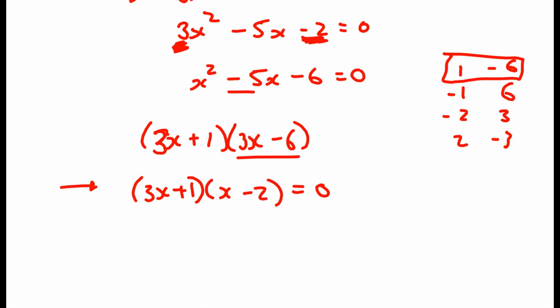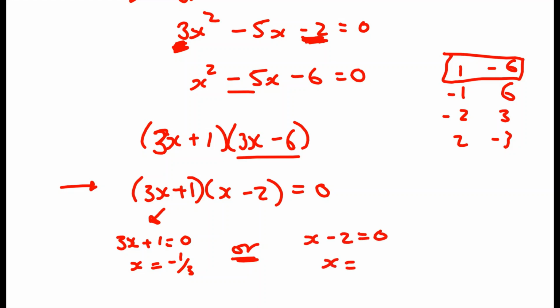Now, if we have double brackets equaling 0, one of these two brackets has to equal 0, so 3x plus 1 equals 0, so x equals negative a third, or x take away 2 equals 0, so x equals 2.